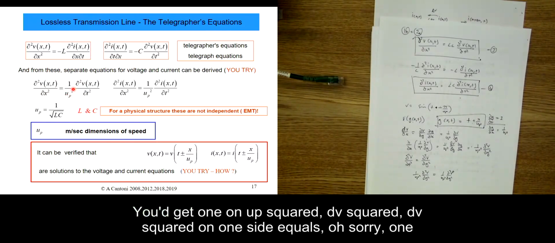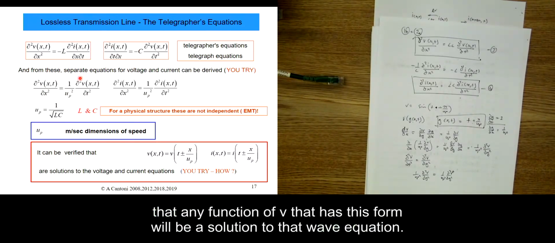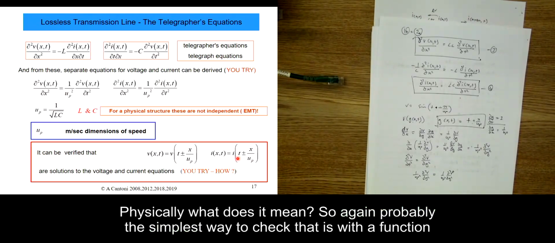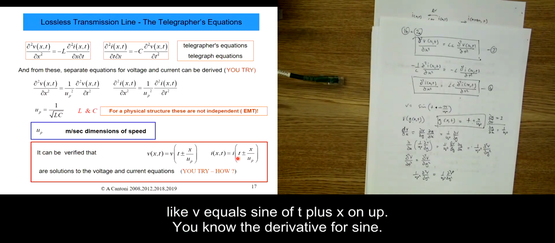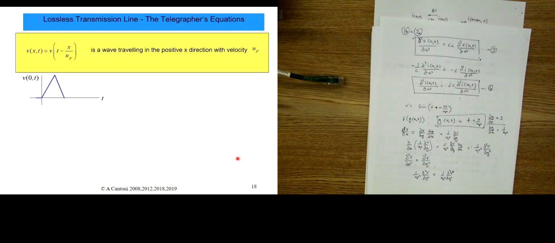You get 1 on UP squared d squared v dg squared on one side equals 1 on UP squared times the second derivative of v with respect to g. So showing that any function v that has this form will be a solution to that wave equation, right? Okay, so physically, what does it mean? Again, probably the simplest way to check that is if you took a function like v equals sine of t plus x on UP. You know the derivative for sine, and its second order derivative.